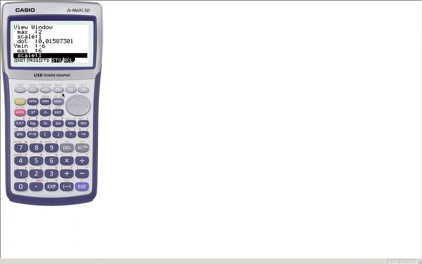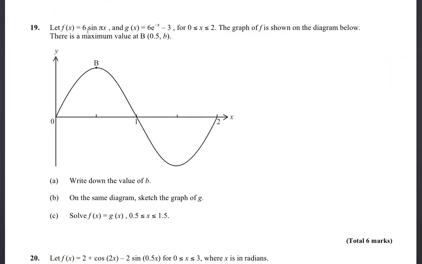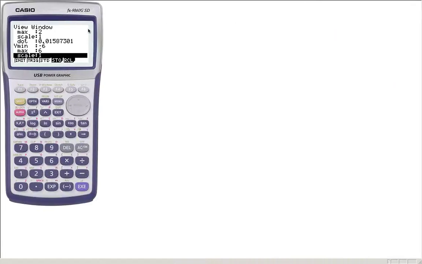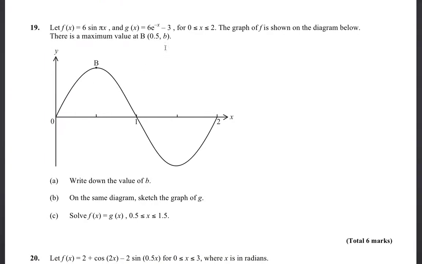The reason is, as you can see, for this function the amplitude will be 6, isn't it? Now let me find the amplitude. So G-Solve max, you get y equal to 6. So the value of b is nothing but 6. Okay. On the same diagram, sketch the graph of g.